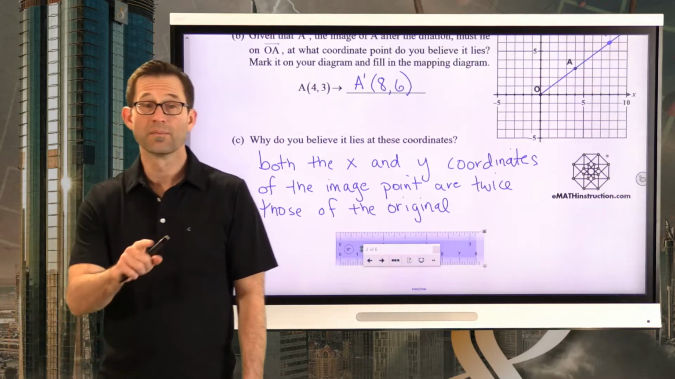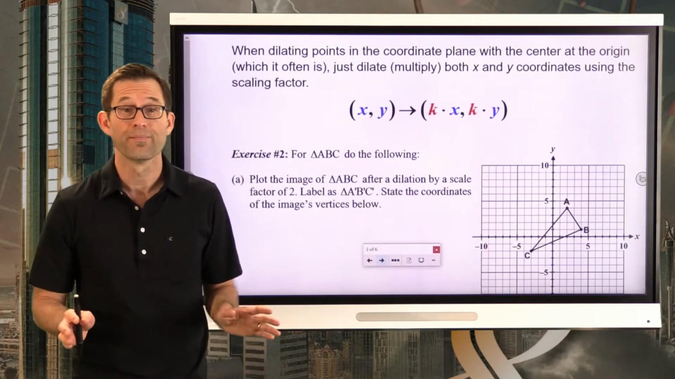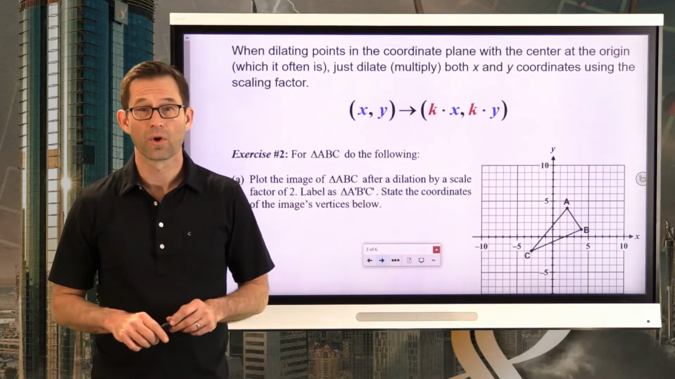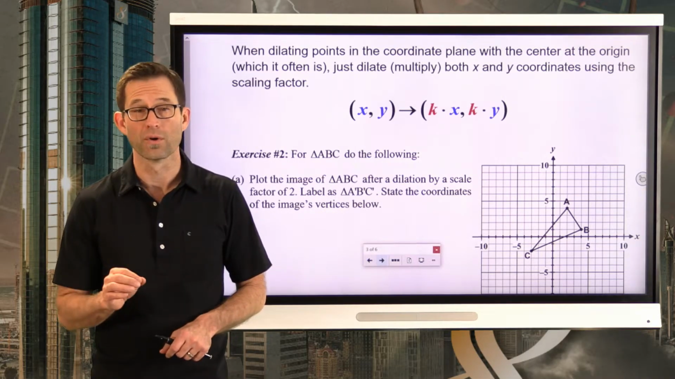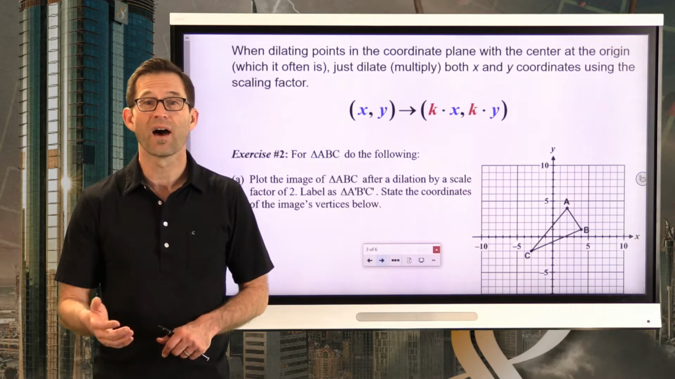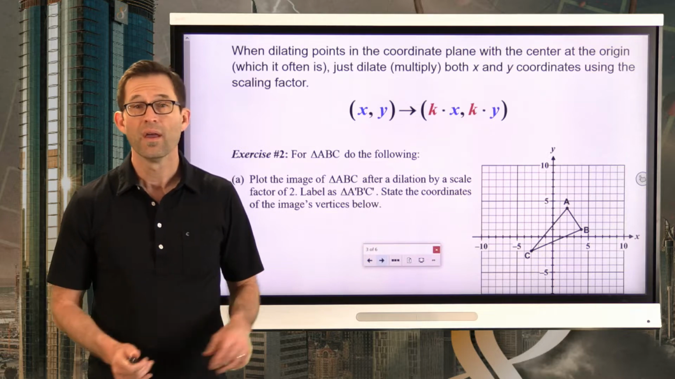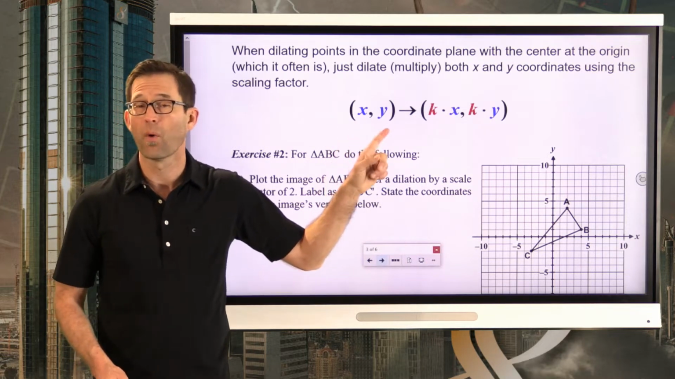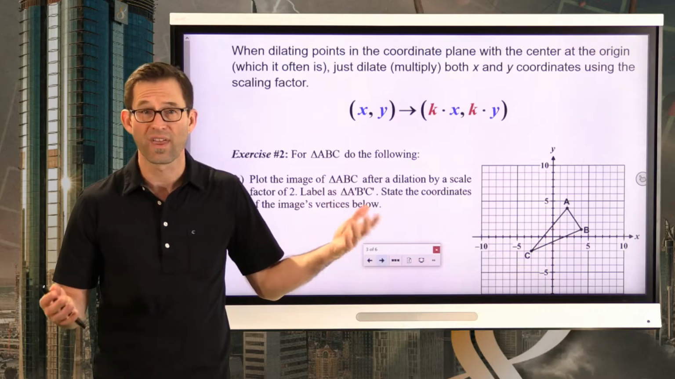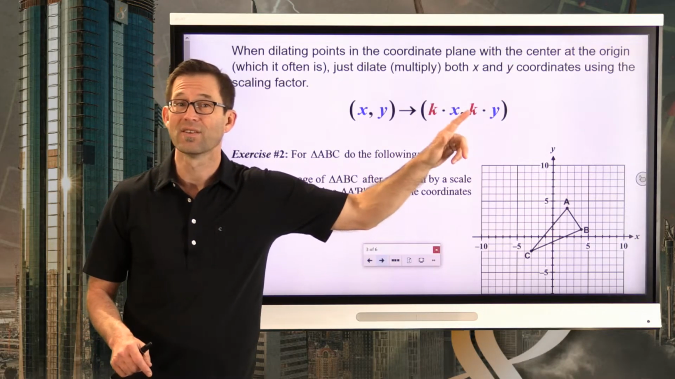Now, let's make sure that you understand this idea, because it's pretty darn easy. When we're dilating points in the coordinate plane with the center at the origin, and oftentimes the center is at the origin, we can just dilate both the x and the y coordinates using the scaling factor. So if I start with the coordinates x comma y, and I've got this scaling factor of k, then I just do k times x and k times y.